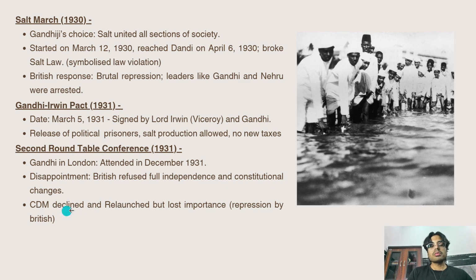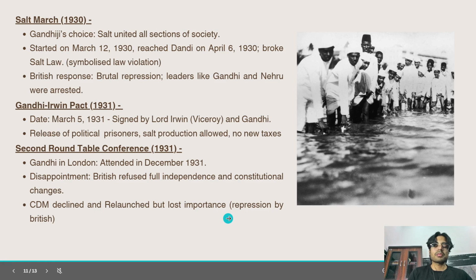Now, the civil disobedience movement declined, but it was relaunched by Gandhiji. But eventually, it lost its importance after the second Round Table Conference, as no demand was carried out by Irwin. So, repression was seen by the Britishers. The Britishers repressed Indians and the civil disobedience movement.